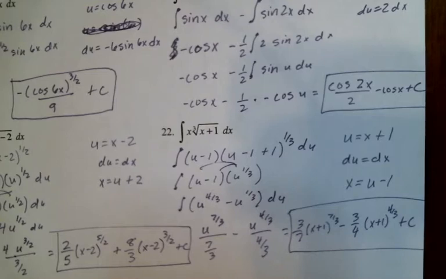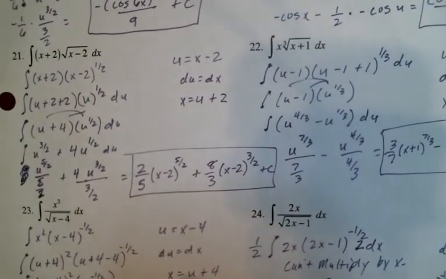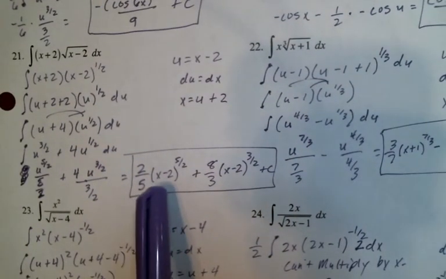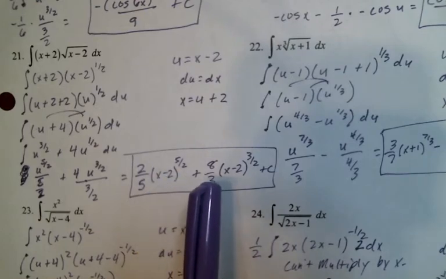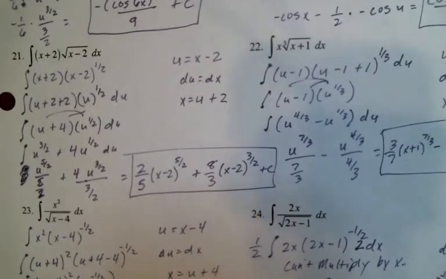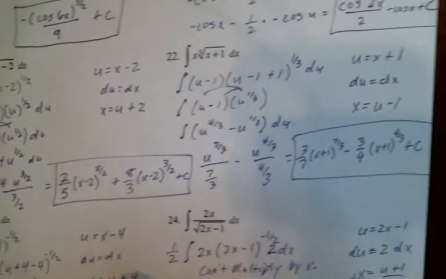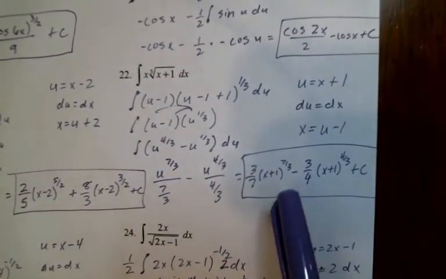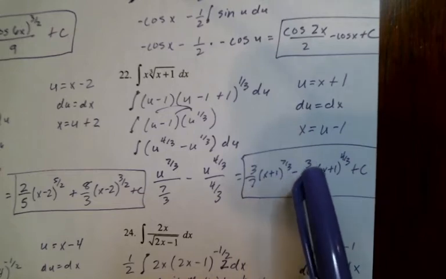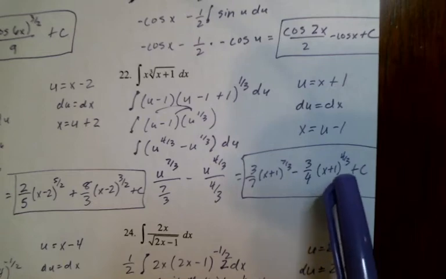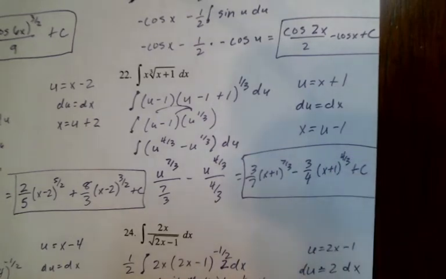Moving right along. Let me make sure I didn't miss anything while I was explaining that. Okay, cool. So 21, 2/5 times the quantity of x minus 2 raised to the 5/2 plus 8 over 3 times the quantity of x minus 2 to the 3/2 plus c. 22, 3/7 times the quantity of x plus 1 raised to the 7/3 minus 3/4 times the quantity of x plus 1 raised to the 4/3 plus c.